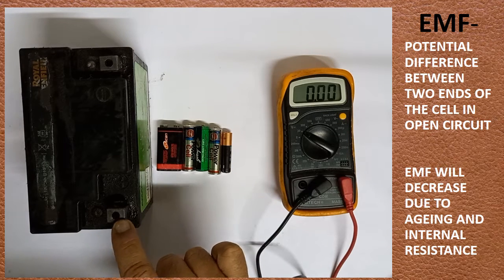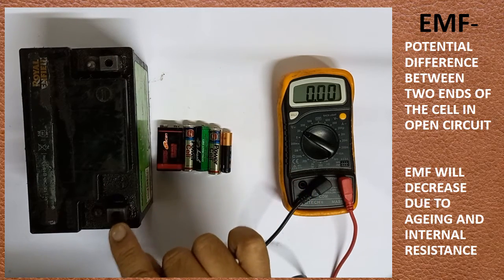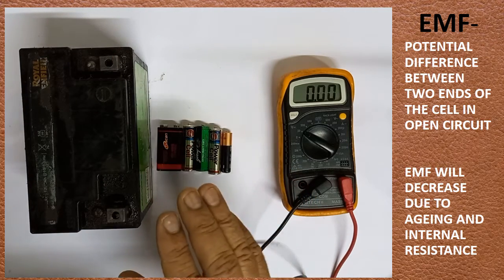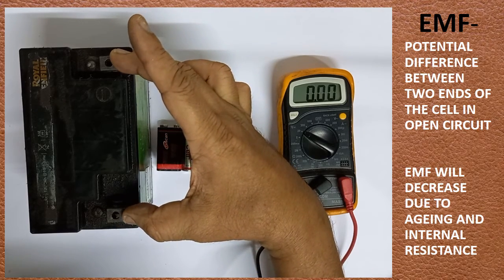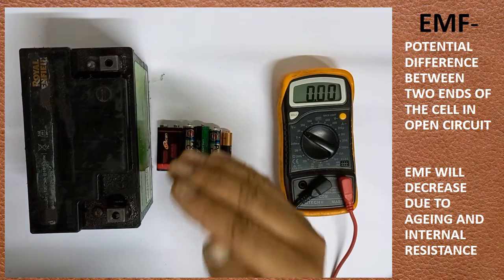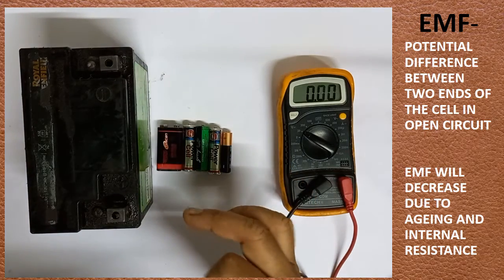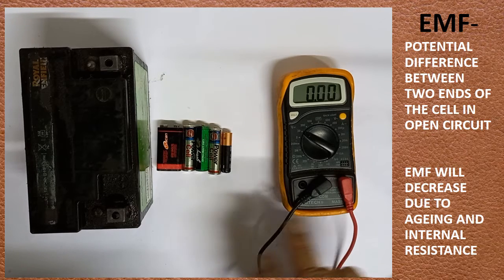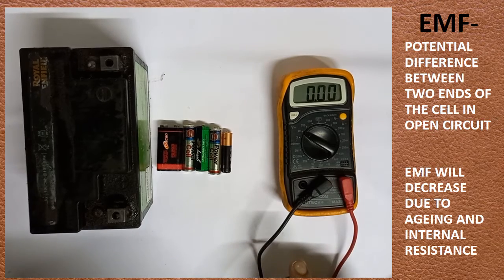If it is an original one, a brand new one, the EMF of the cell is 12 volt. Are you clear? This cell has already been used for several hours, so it becomes old. Therefore, the potential difference across the two ends of the cell will be very weak, so definitely EMF will also be very low. Now I am going to measure the EMF with the help of the digital multimeter, digital voltmeter.